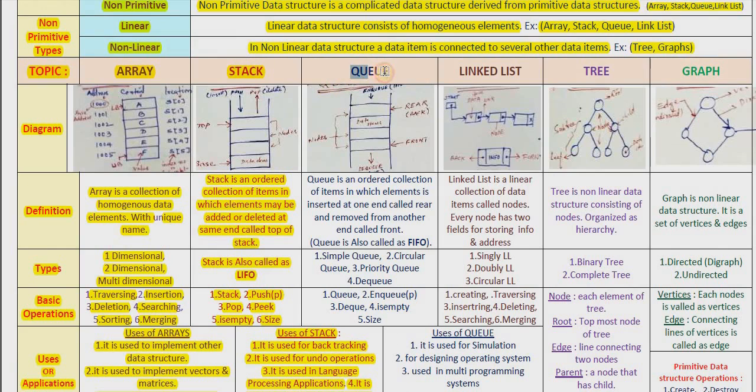Okay, next data structure is queue. So queue is also a type of linear data structure. Let us see the definition. Queue is an ordered collection of items in which an element is inserted at one end, called rear, and removed from another end called front. Means queue is a linear data structure where data is inserted from one end and deleted from another end. So the inserting end is called rear and the deleting end is called front.